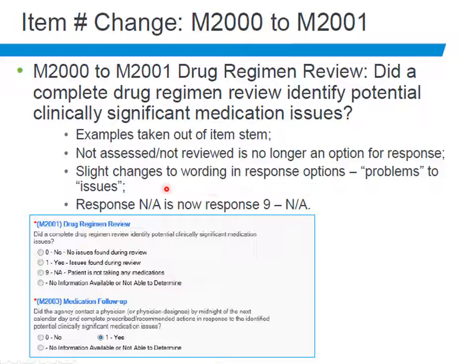Slight changes to the wording in response options, problems to issues, and response NA is now 9. So you have no issues found, 1, yes, issues found, 9, NA, patient is not taking any meds, and then no information available or not able to determine is the dash.